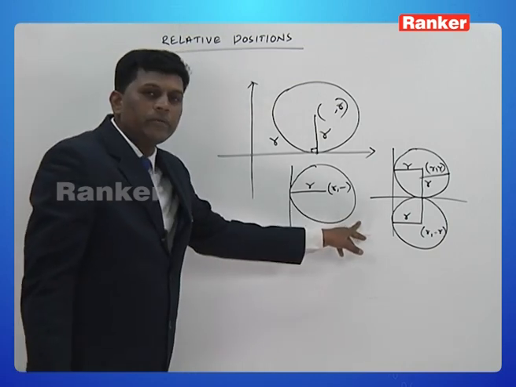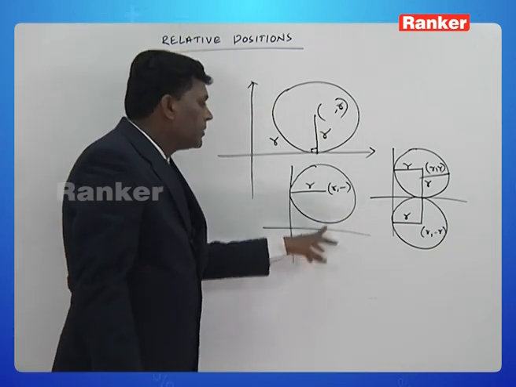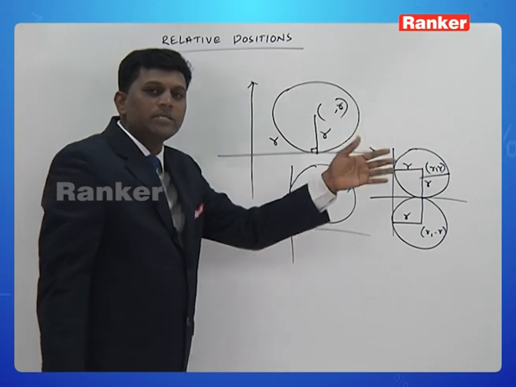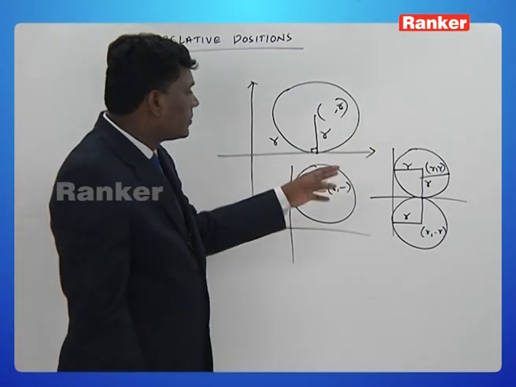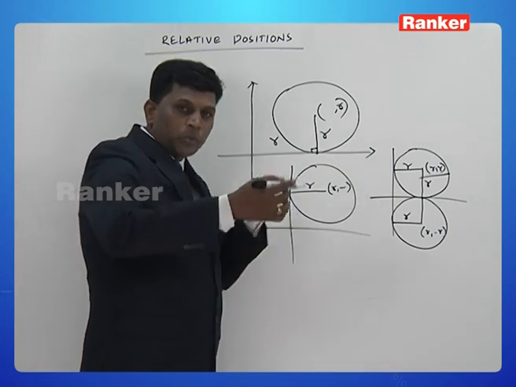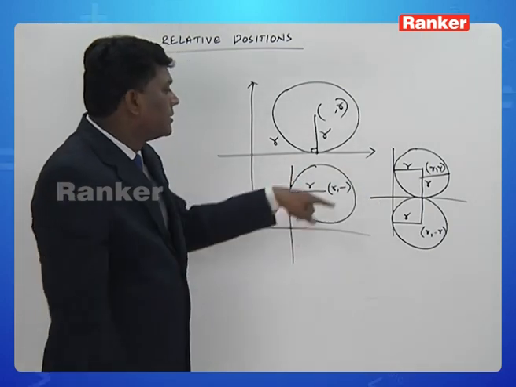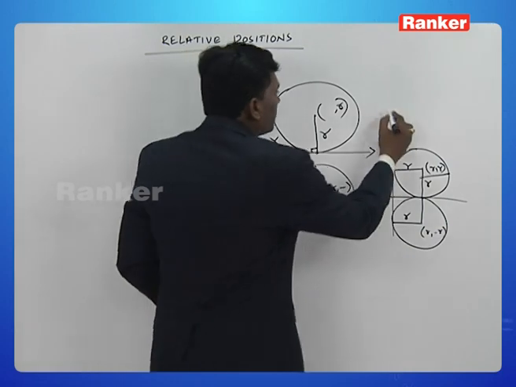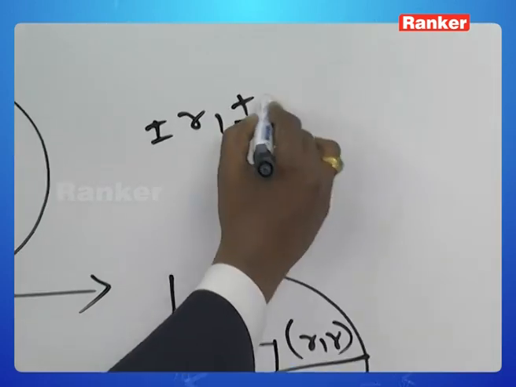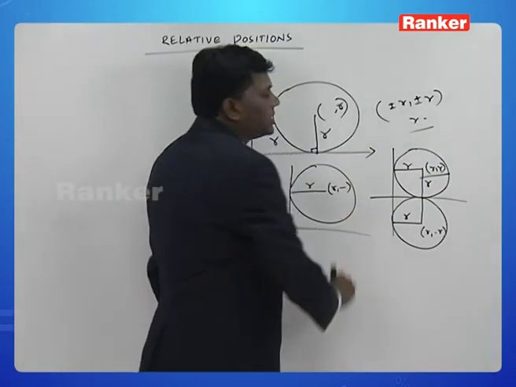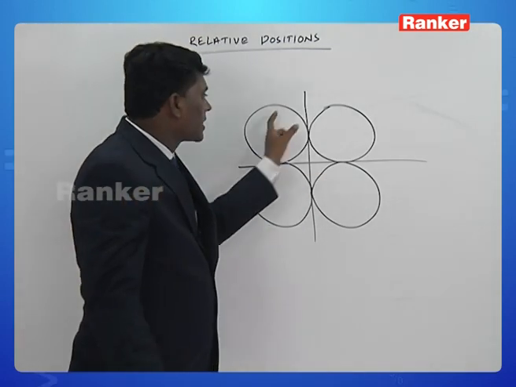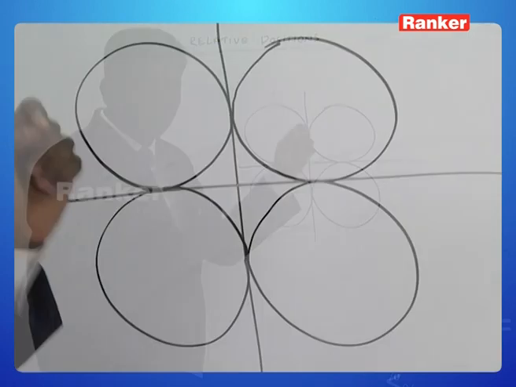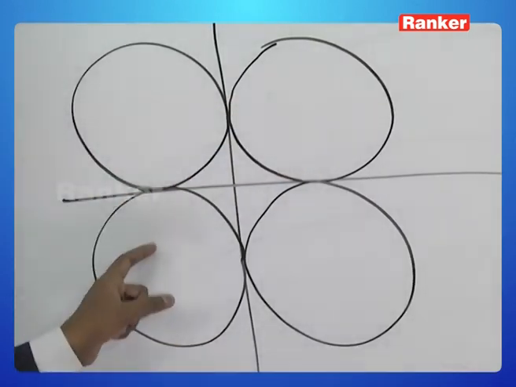Similarly, in the third quadrant, if it is touching, both will become negative, and in the second quadrant, minus and plus combinations will come. That is why the general form of a circle touching both the axes can be taken with the centers in the form of (±r, ±r), and the radius can be taken as r.